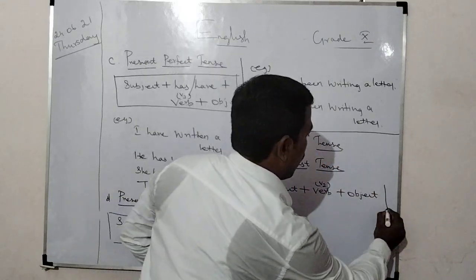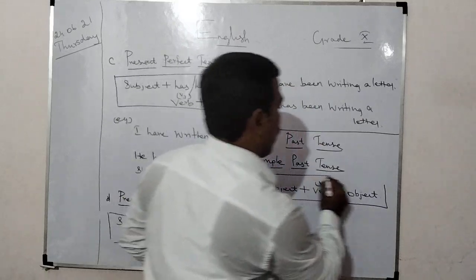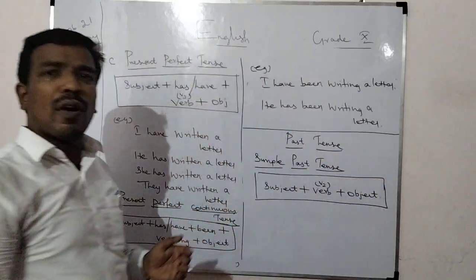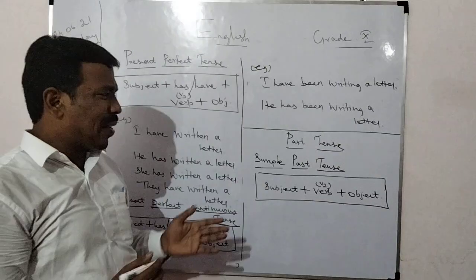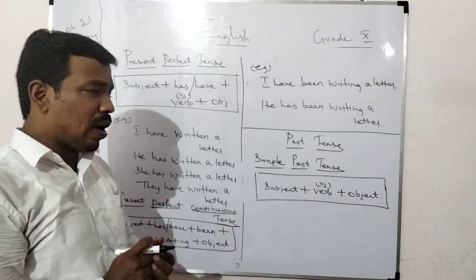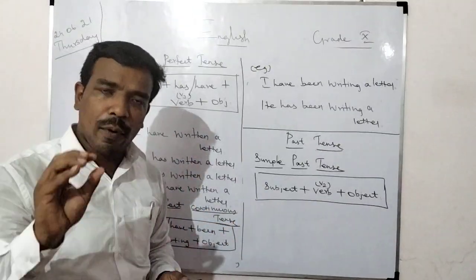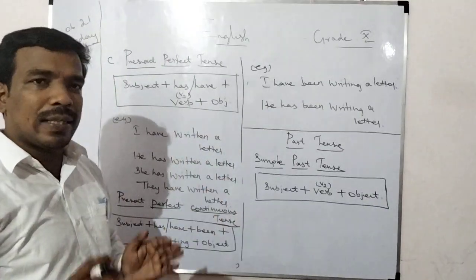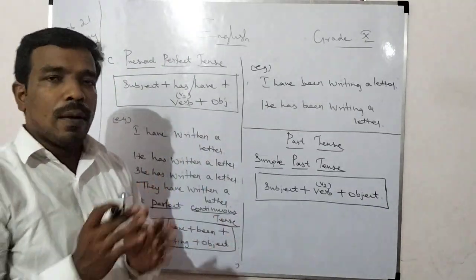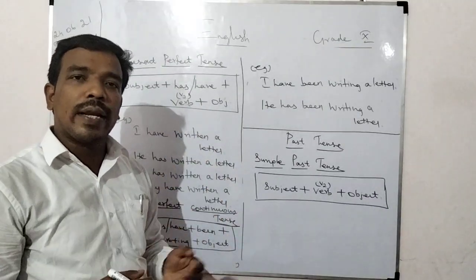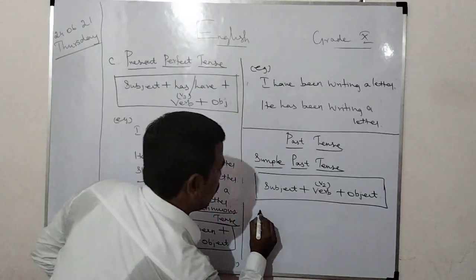This is past tense. Write a little bit fast, because this is very easy. How many of you know? I don't know, but it is very important. At the same time, it is very easy, but some confusions will come. But if you keep on reading those things, it is very easy to learn.